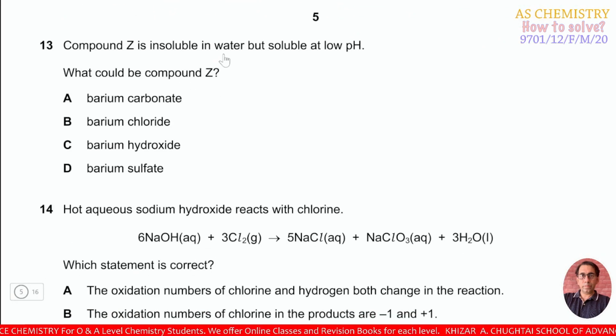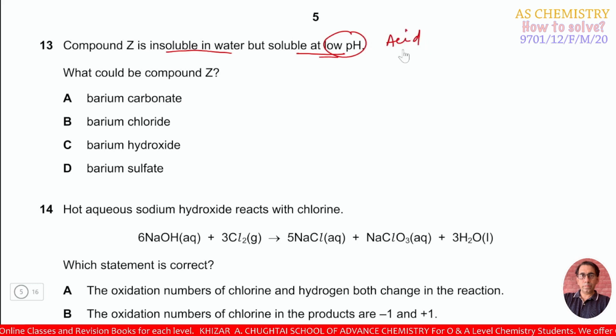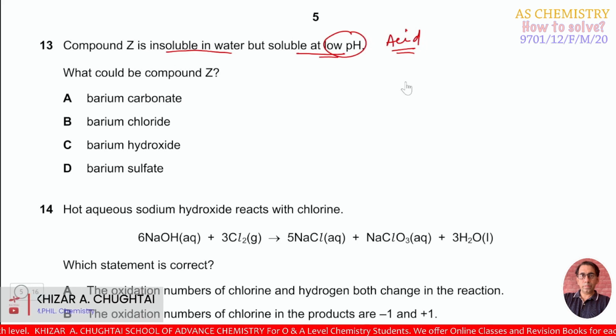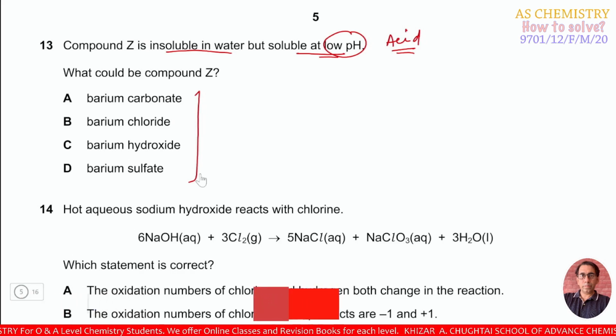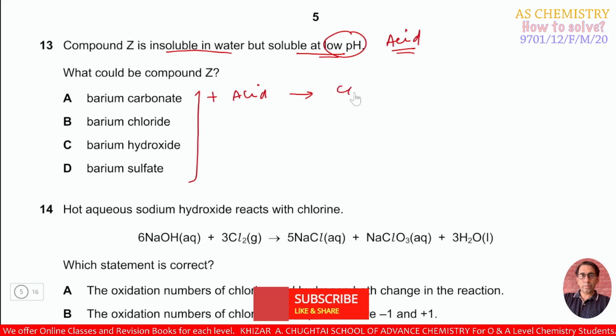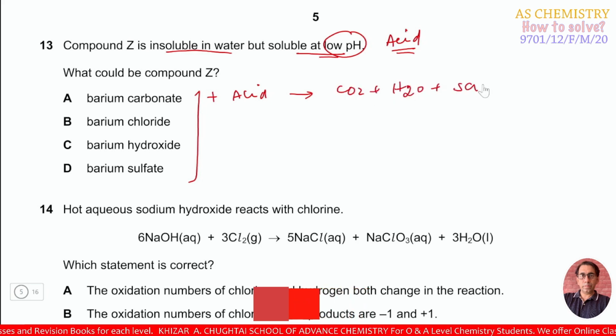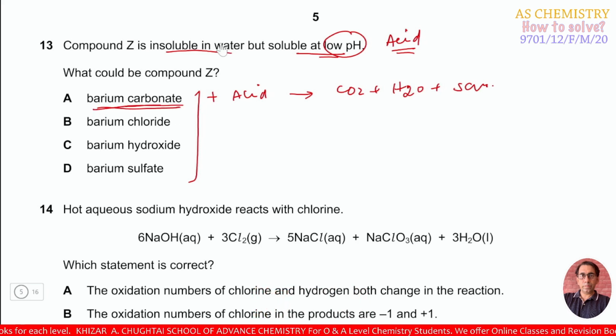Question number 13. Compound Z is insoluble in water but soluble at low pH. It is not soluble in water, but it is soluble in acid. Low pH means it is soluble in acid. What could be compound Z? Barium carbonate, barium chloride, barium hydroxide, barium sulfate. Let's see, all the metal carbonates except group 1 and except ammonium ion are insoluble in water. And all carbonates react with acid to make CO2, water, and salt. So the first option is the correct option. It is insoluble in water, but it reacts with the acid to make CO2, H2O and salt. So A is the correct option.